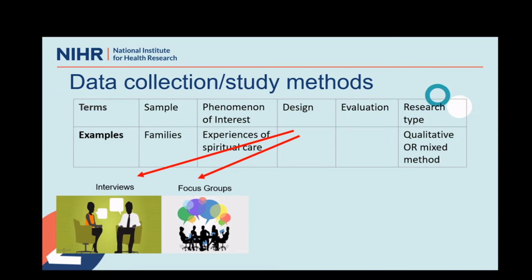You've got focus groups, where you may bring all the family members in together, which has its advantages and disadvantages. People may be quiet, people may talk over each other, or you may allow people to bounce off each other, which generates more ideas. So different methods have different advantages and disadvantages, and most of those are captured in a lot of critical appraisal tools. The other method is observation.